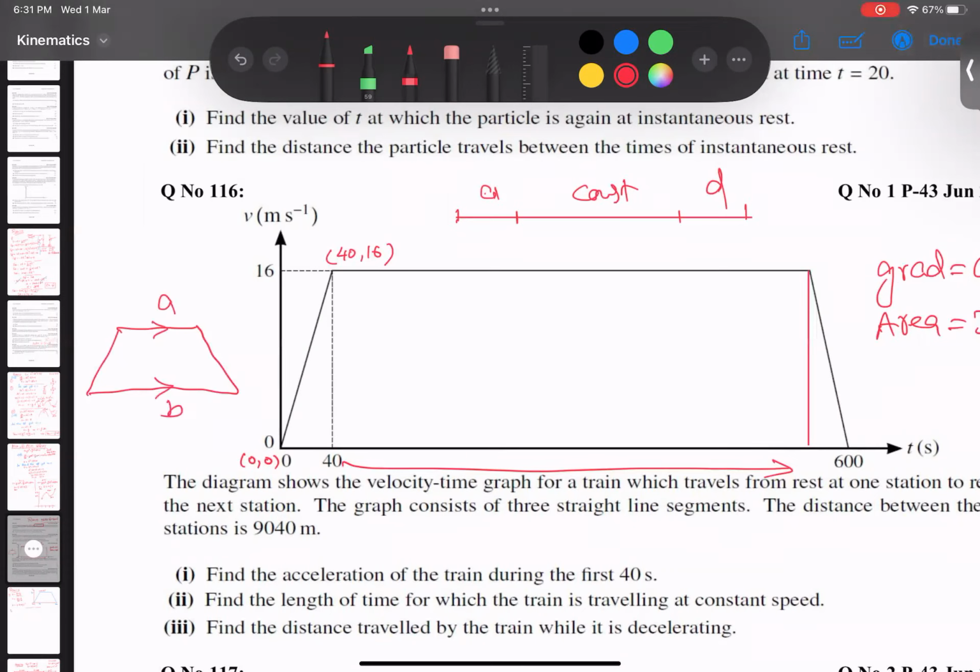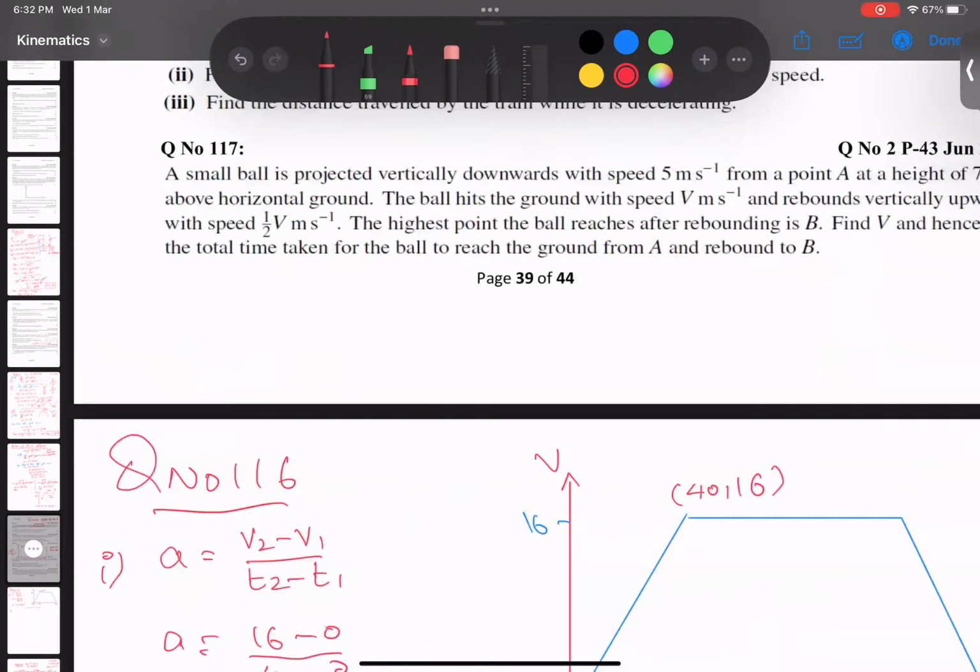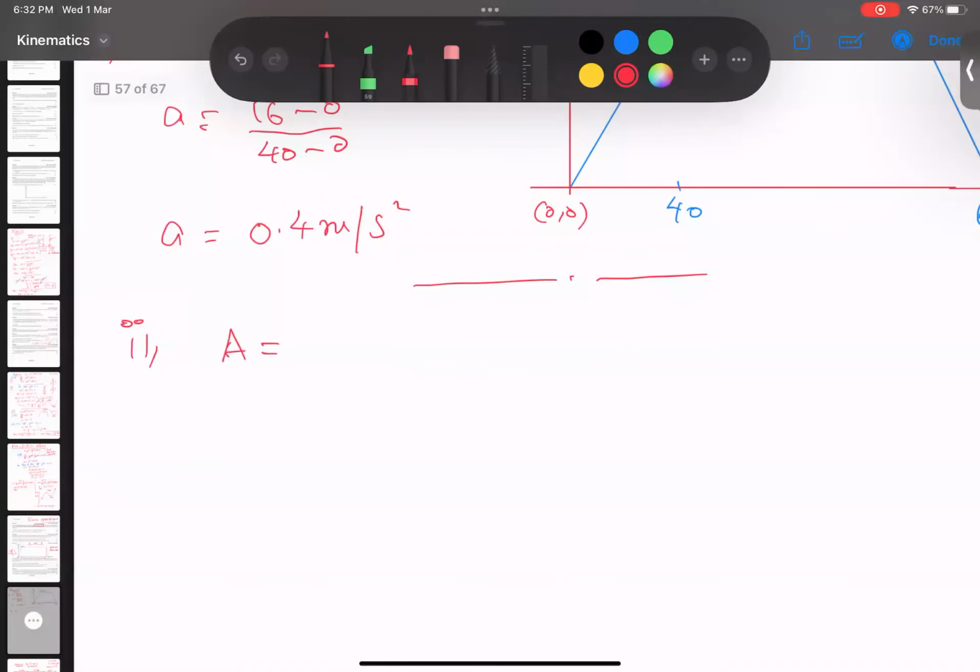This is called A and this is called B. Whenever you use a trapezium, the two parallel sides, one side is called A, the second is B, and the gap between them is called height. And the trapezium area formula I'm writing here: the formula is half times H times (A plus B).